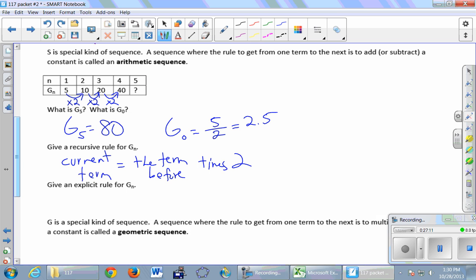So in symbols, what's our name for the current term here? Gn equals, it's good. 2 times the previous term. Sam, is that all right? What do you think of those symbols? You see where the equation came from? Okay.